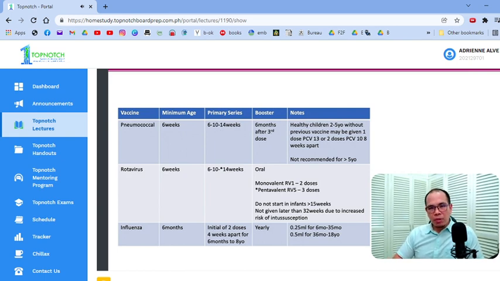Okay? Rotavirus, remember, there are 2 forms, mono and pentavalent. Monovalent is 2 doses, pentavalent is 3 doses. And very important for rotavirus, meron kang maximum age, which is 32 weeks or 8 months. You do not give rotavirus past 8 months as there will be an increased risk of developing intussusception. Okay? That's the last dose.